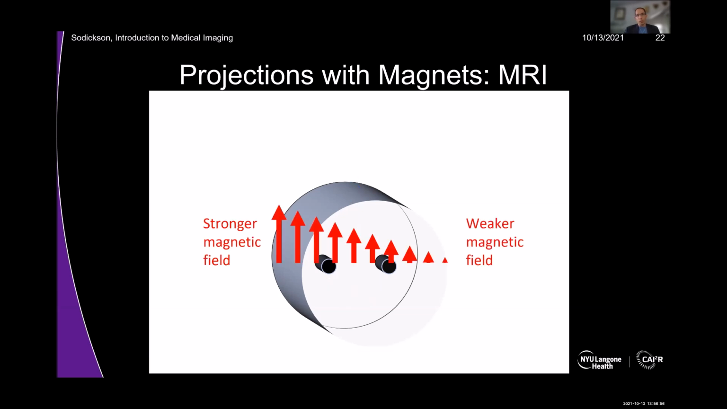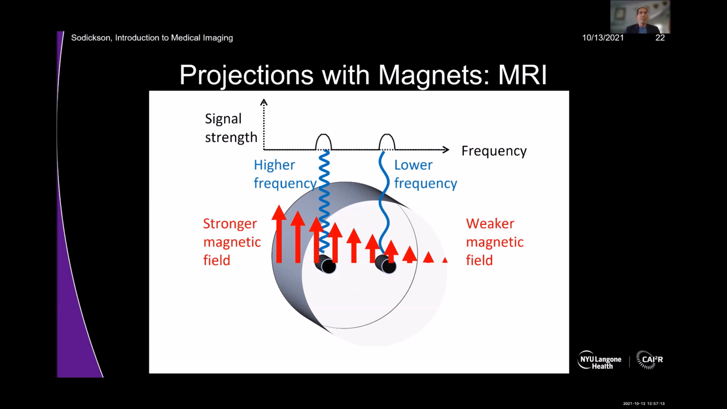You just vary the field across the object. You make it weaker on one side and stronger on the other. And then the RF that's coming out from one side of the sample is at a higher frequency and on the other a lower, which means if you take a frequency analysis, a Fourier transform of your signal, what do you get? A projection. And we're back.